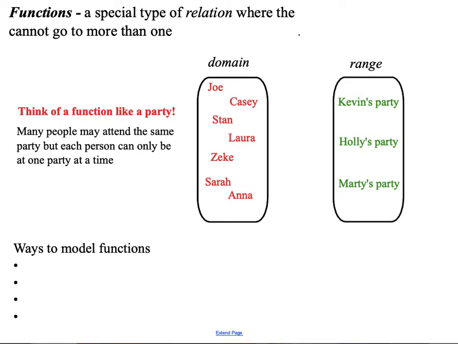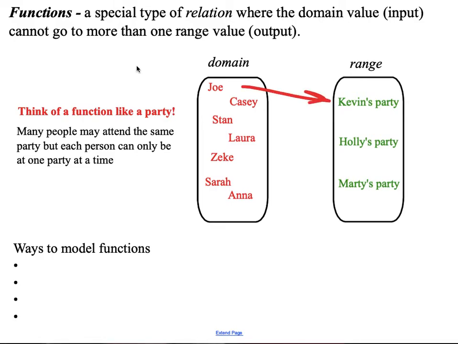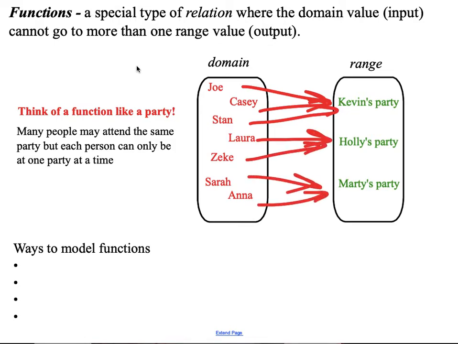Functions are just a special type of relation where the domain value, or the input value, cannot go to more than one range value. I think the easiest way to explain what a function is, is like a party. So we might have all these people in the domain, and there's 3 people having parties in the range. If I say Joe and Casey and Stan go to Kevin's party, Laura's going to Holly, Zeke's going to Holly, Sarah and Anna are going to Marty, that is a function. Every person is only going to one party.